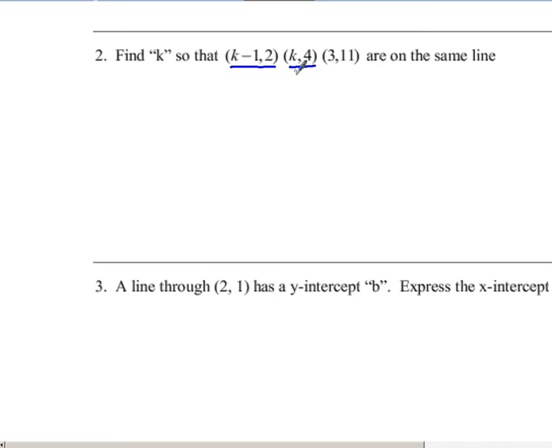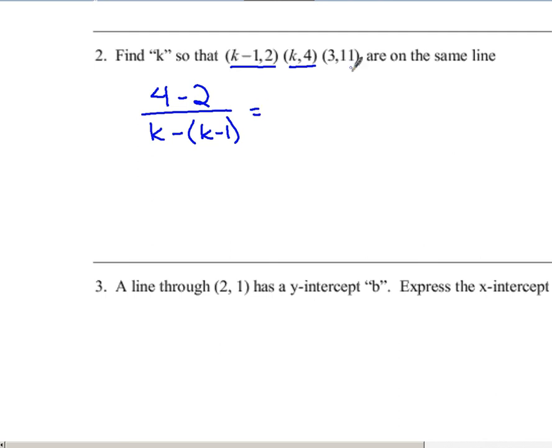So if I subtract from second point to first, I've got 4 minus 2 for the y's. Staying consistent here, going second point to first with the x's, it'd be k minus this entire quantity here of k minus 1. So I do have to be careful. Need some parentheses there. Need to understand that negative is going to carry through. Now, in order to solve for k, I need to set that equal to something.